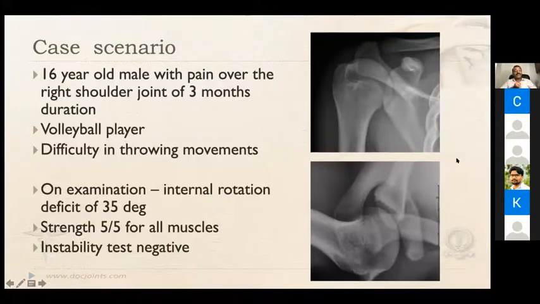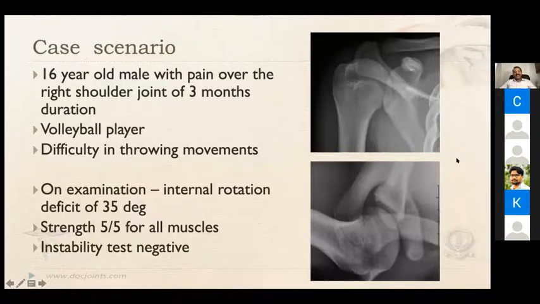You can do the Jobe relocation test. The patient lying down and the surgeon giving a posterior pressure, and the same apprehension type movement is done. And when the surgeon releases, the apprehension comes, and when you push it backwards, there is a Jobe relocation test. And you have to always test for the biceps anchor.